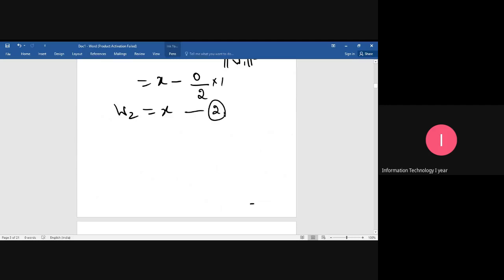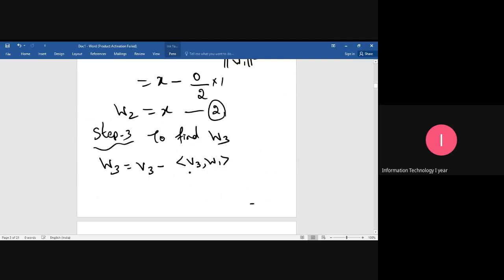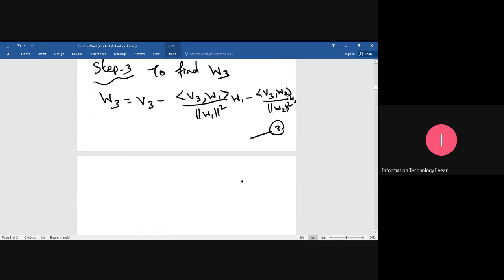W2 is equal to x. Then what is step 3? Find out W3. So what is W3? The formula says W3 equals V3 minus inner product of V3 comma W1 divided by norm W1 square into W1, minus inner product of V3 comma W2 divided by norm W2 square into W2. This is the formula for W3, right? So why are we calculating W3?